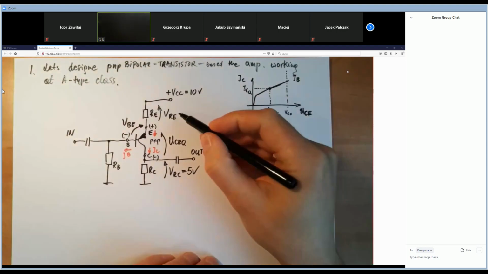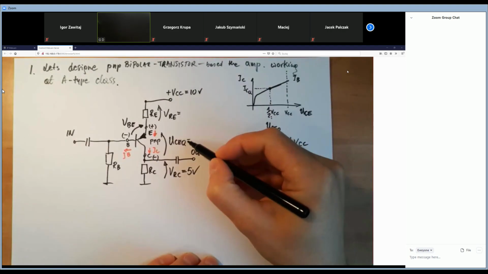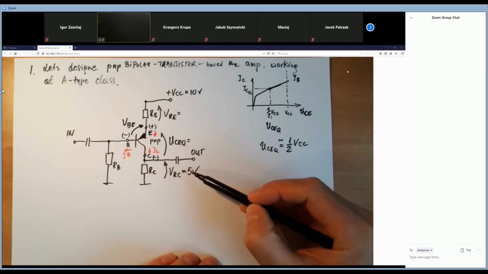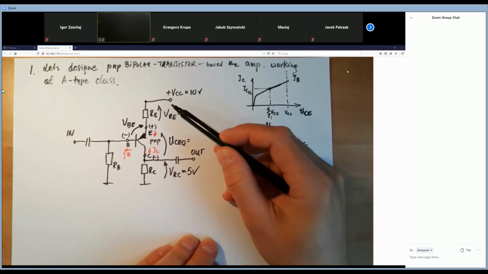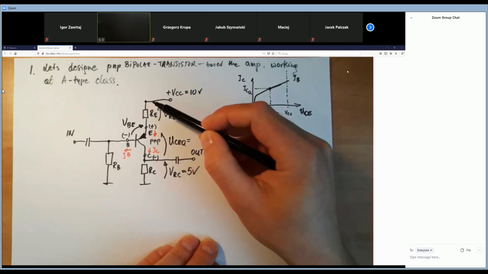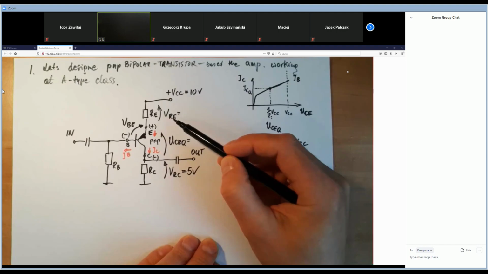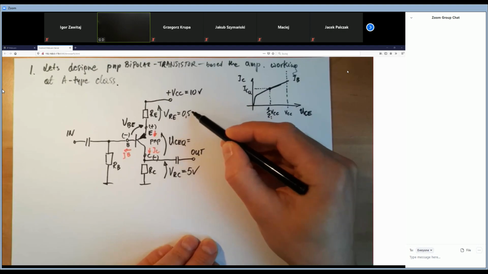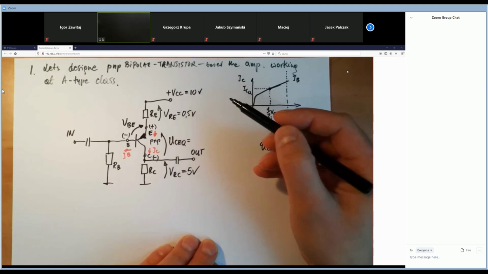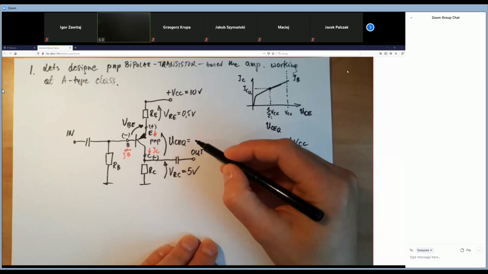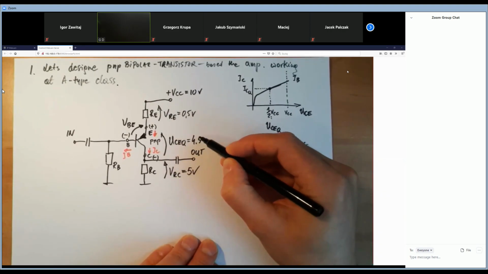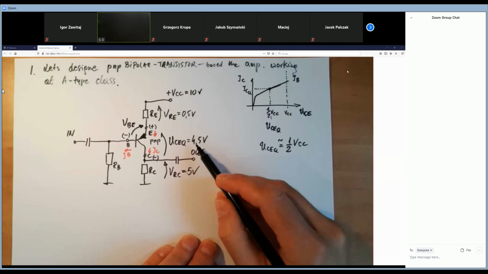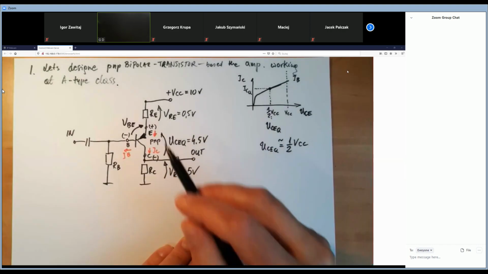It depends on us how much voltage drop we choose. So if we put VRC as 5 volts, we have 5 volts to divide between the UCEQ and VRE. I think it is a good idea to put 0.5 volts for the RE, and UCEQ will be equal to 4.5 volts. So 4.5 volts is around half of VCC. Great.